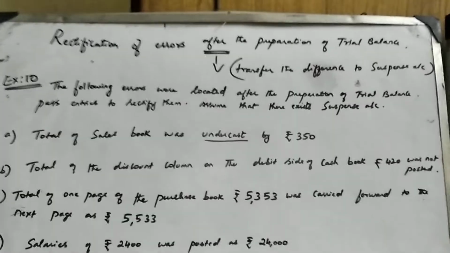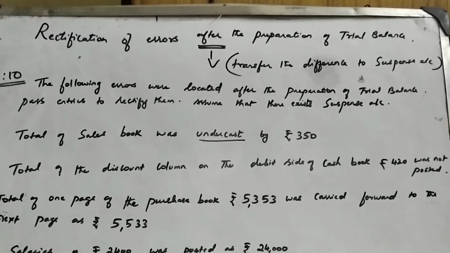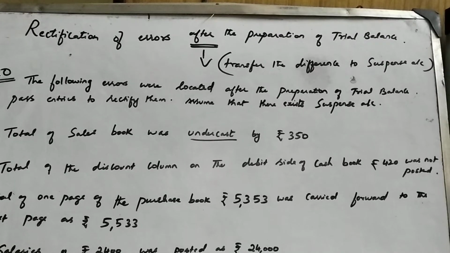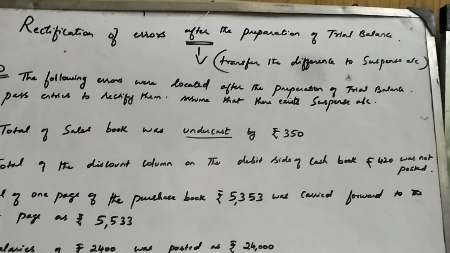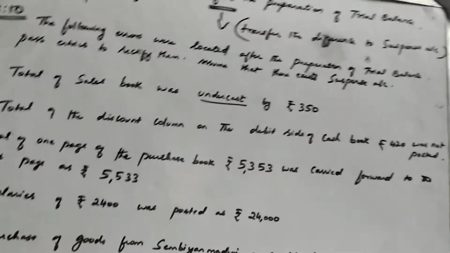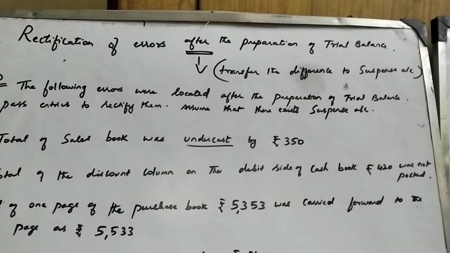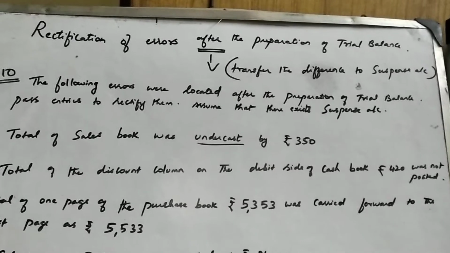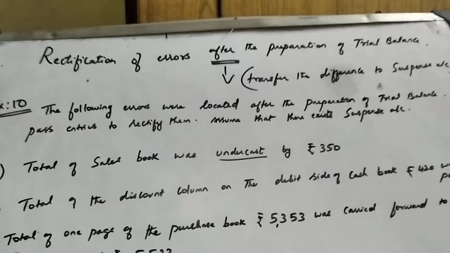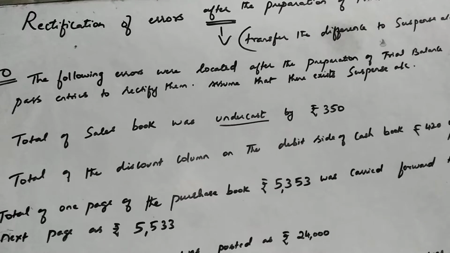Welcome back, students. Now we are going to see rectification of errors after the preparation of trial balance. After preparing the trial balance, if our debit and credit columns don't match, if the trial balance does not tally, as a temporary solution we would transfer the difference to suspense account, right? Similarly, here after locating those errors, we have to rectify them by passing journal entries.